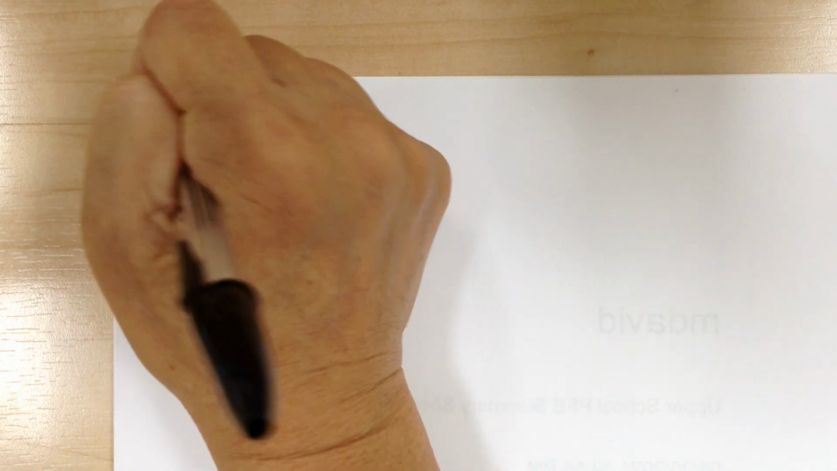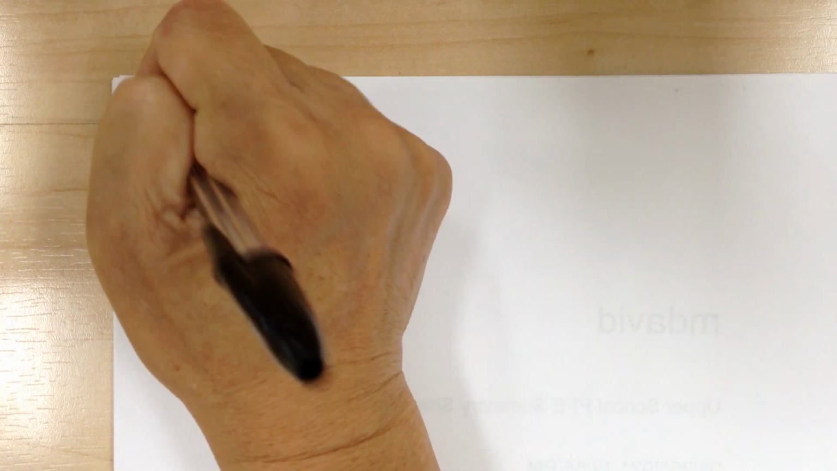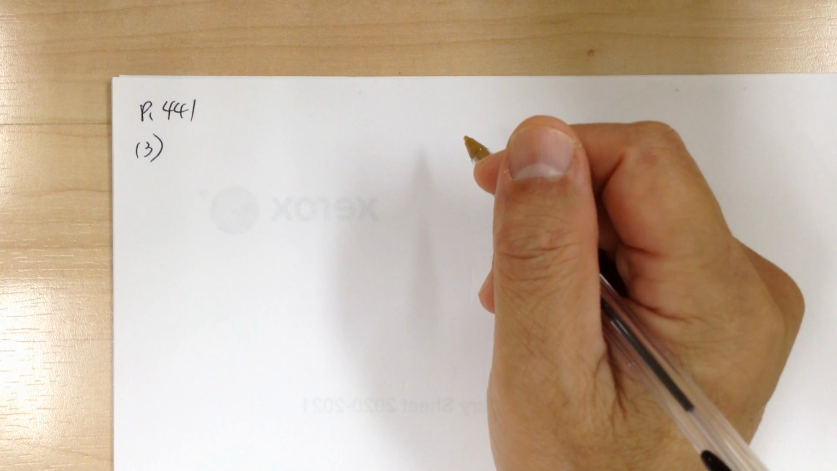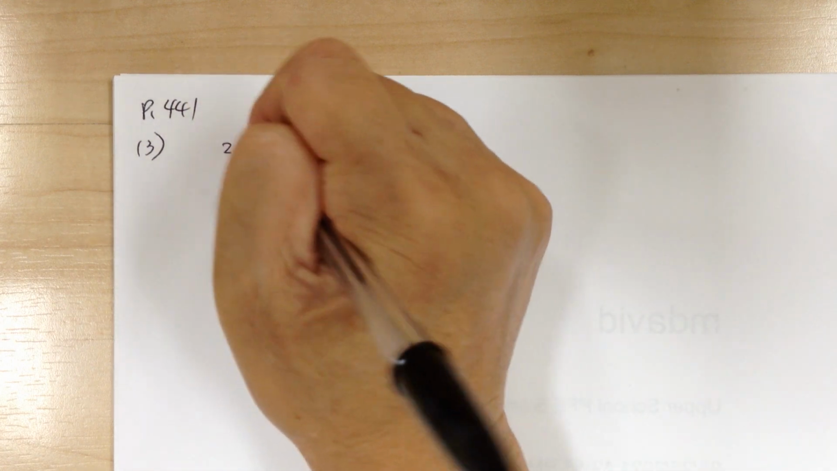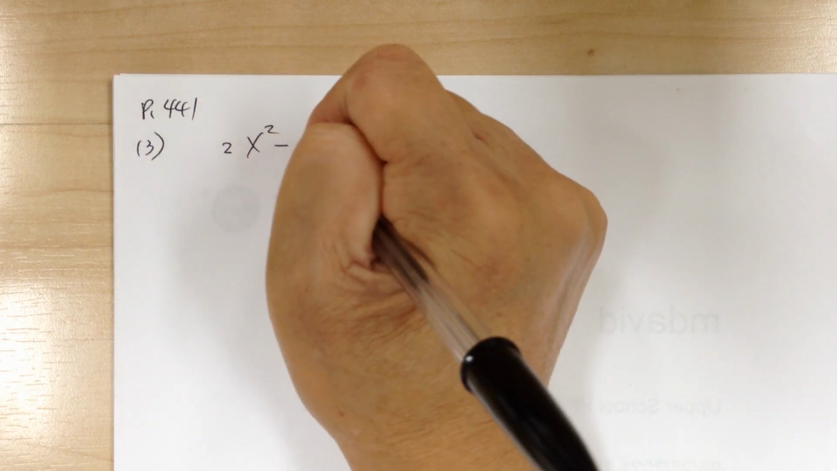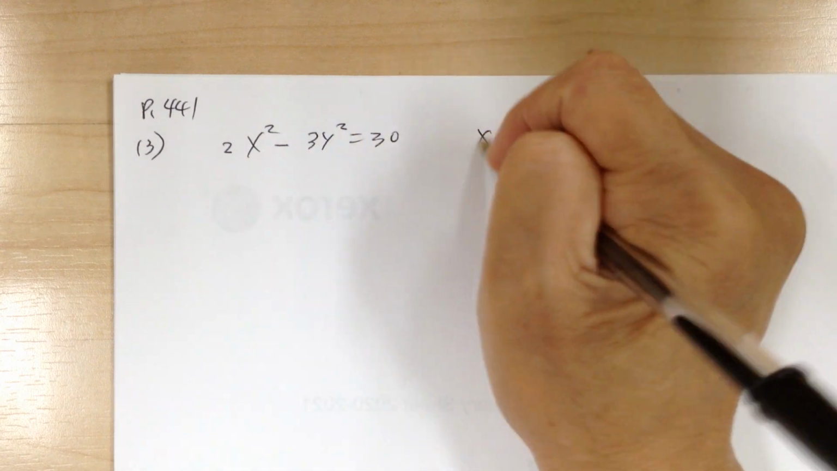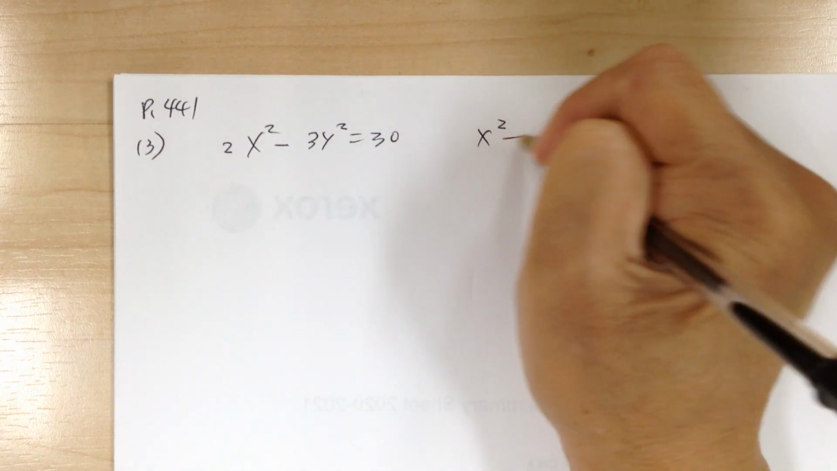Let's go to page 441 and start with number 13. Okay, and you have two equations. You got 2x squared minus 3y squared equal to 30. And when you have two equations, you want to put it side by side so you got room to work underneath.